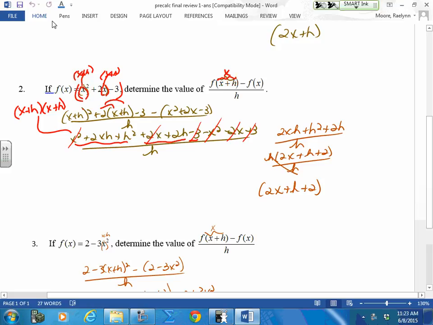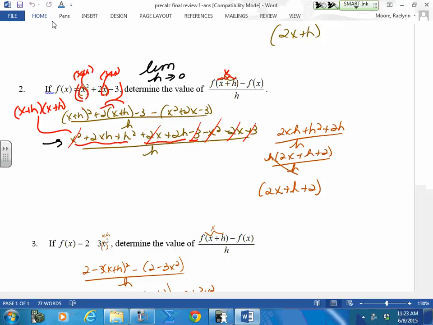The goal is to do this actually. What's the limit as h approaches 0? We can't use a 0 in there, so we want to eliminate that h. We want to factor it out of there. So what we do is we substitute in these guys, and we want to reduce it out of there.